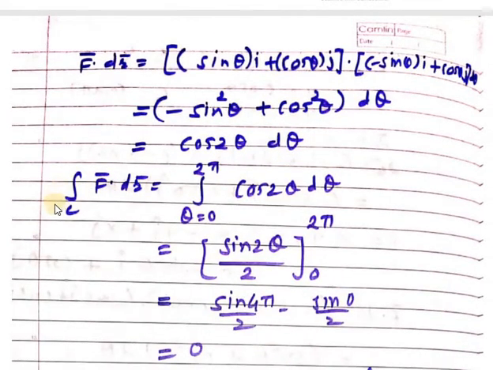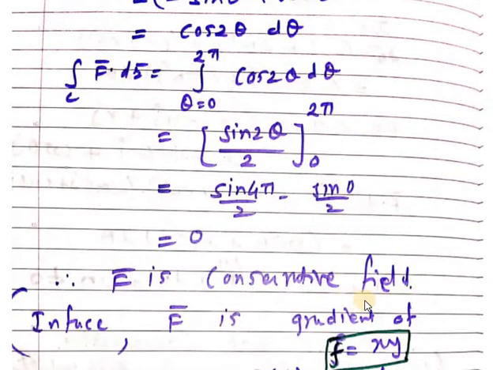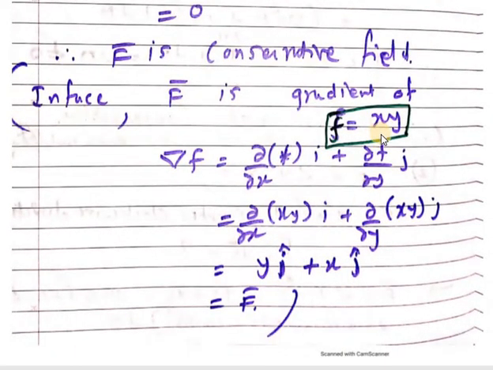When we consider this integral, whenever we put in all these values, F bar dot dr bar is cos 2 theta d theta. When we integrate, the answer is 0. What does it mean? This means F bar is a conservative field. In fact, F bar is the gradient of some scalar function. So you should remember that if F bar is a conservative field, that means there exists a scalar potential function f such that F bar is equal to grad f.